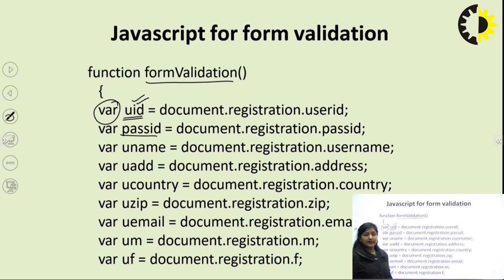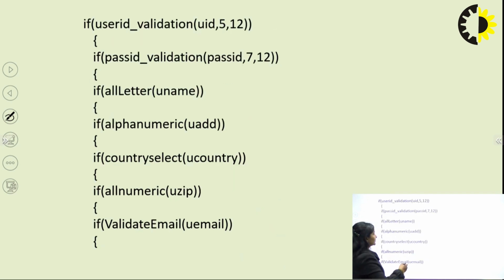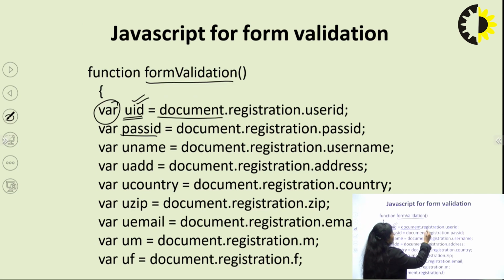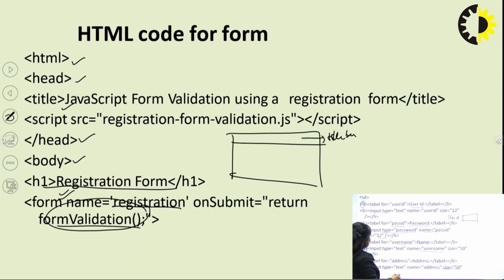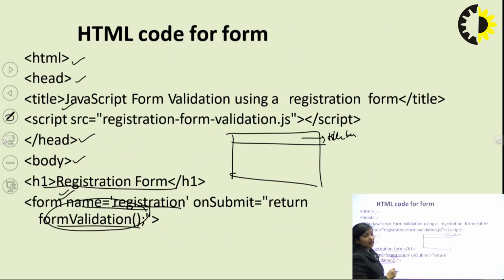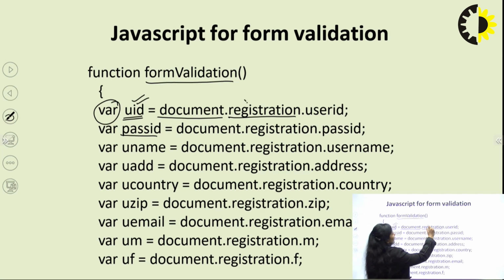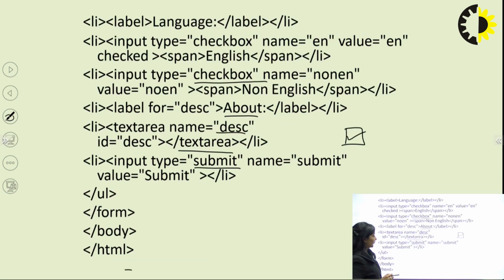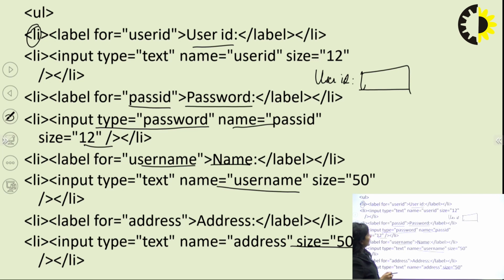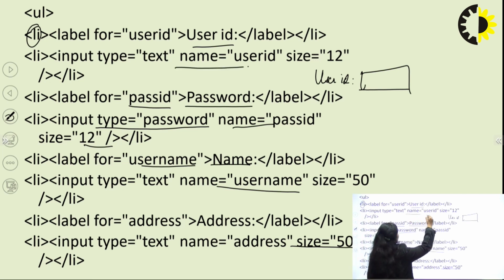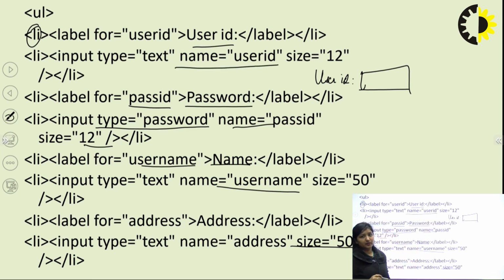Now how to collect these values? Values can be collected like document.registration. Now what is this registration? As we can see, this registration is the name of the form which we declared earlier. So document means the whole web page, and from this document we take the form named registration, dot user ID. Now what is this user ID? It is the name of the text box that we declared for the username. See this, this is the user ID, and the name given was user ID. So this is the name.